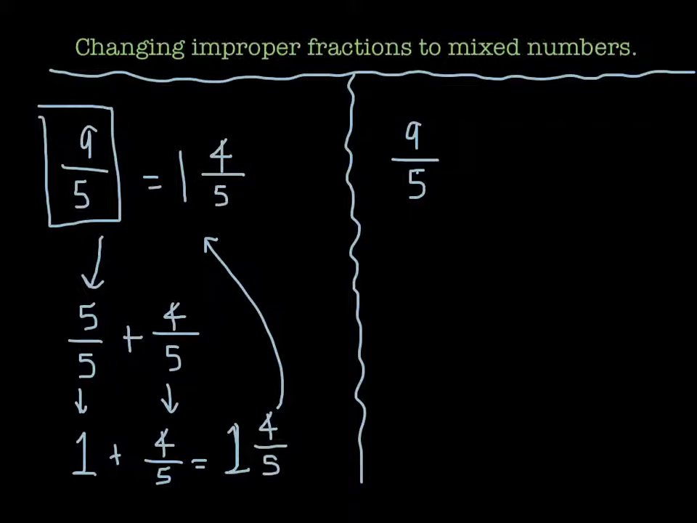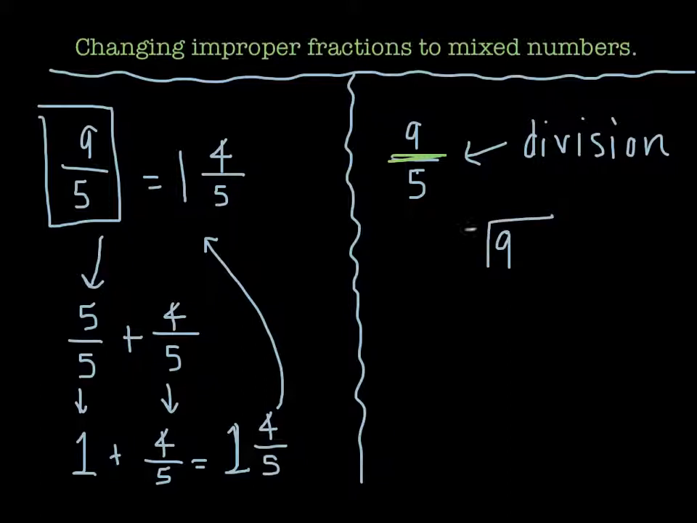We also can remember that this fraction line really is another way of saying division. So if we're really unsure about what to do, we know that this problem is 9 divided by 5. Okay, and we can set that up. 9 divided by 5, 5 goes in one time. I have 4 left, 1 with a remainder of 4.